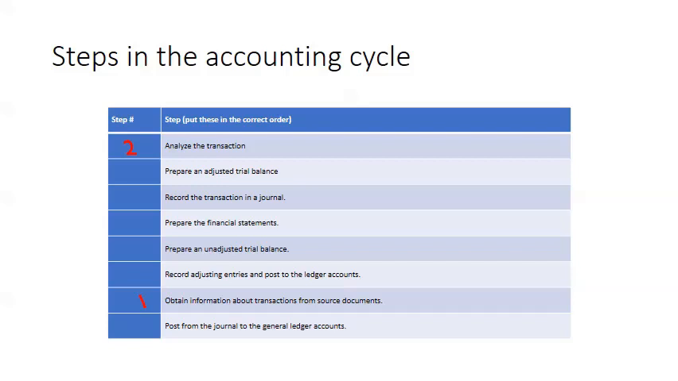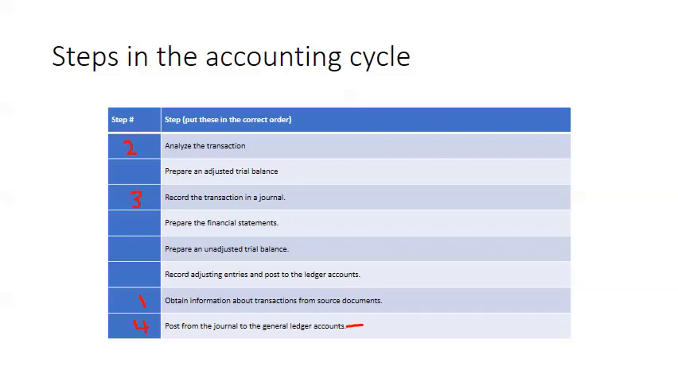The third one is to record the transaction in the journal. Once you've decided what accounts are impacted, you're now ready to record them into the journal. And then once you've recorded them, you post them from the journal to the ledger down here. So those 4 are done during the accounting period.